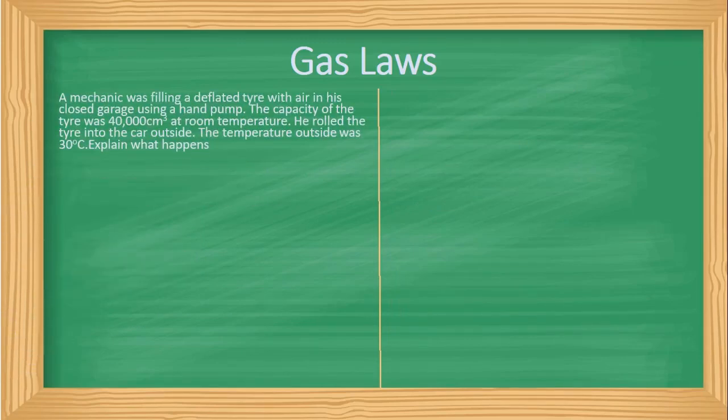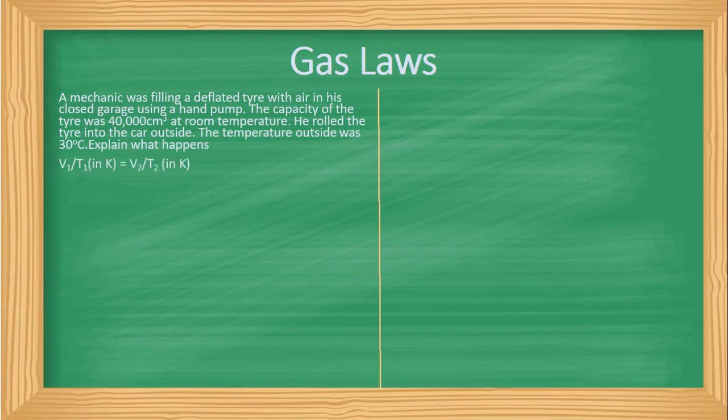Now let us look at another example. A mechanic was filling a deflated tire with air in his closed garage using a hand pump. The capacity of the tire was 40,000 centimeter cubic at room temperature. He rolled the tire into the car outside. The temperature outside was 30 degrees Celsius. Explain what happens.